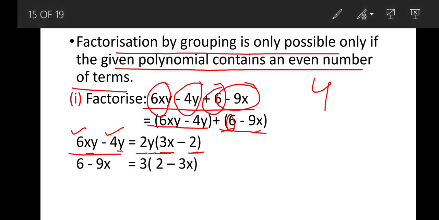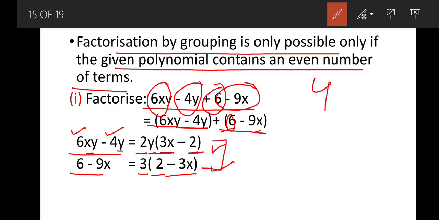So, let us talk about another group now. This is your other group, that is 6 minus 9x. Can I take 3 common out of 6 and 9? Minus 9, so it will be 3. What will be left inside the bracket? 2 minus 3x. Now, another point to note here is that the factor which is present inside the bracket should be the same. That is, if here it is 3x minus 2, here it should also be 3x minus 2. If it is 2 minus 3x, it means these two are not the same. We need to make them the same.